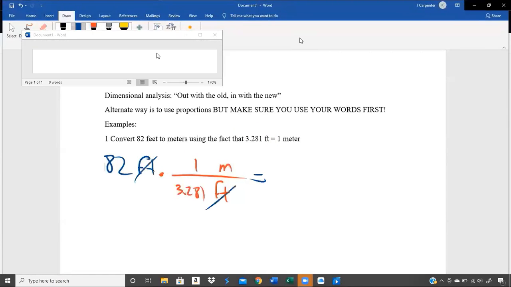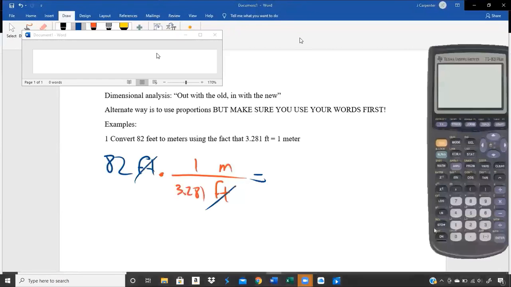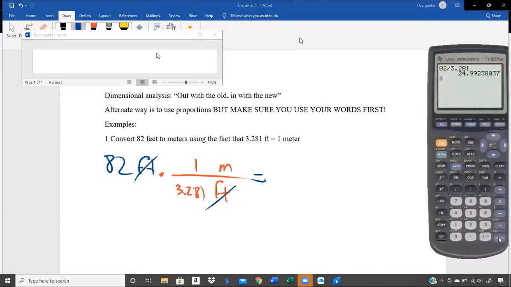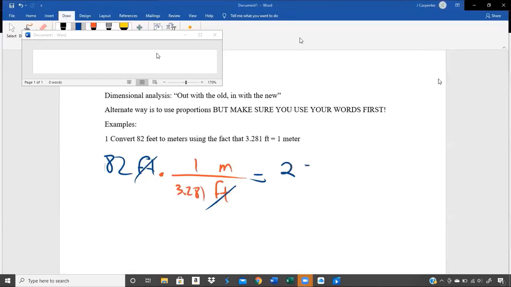So the feet are going to cancel, and then we can just pull out our handy-dandy calculator, and we'll take the 82. And we do not multiply, we're going to divide because the 3.281 is in the bottom. So we divide by 3.281. We hit enter, and we're going to round these to the nearest tenth. So that's 24.99. But rounding to the nearest tenth, the 9 in the hundredths place tells us to round up, which says the 9 in the tenths actually rounds up to a 10, but you can't put 10 in a single digit, so the 1 goes over to where the 4 is, and it actually becomes 25.